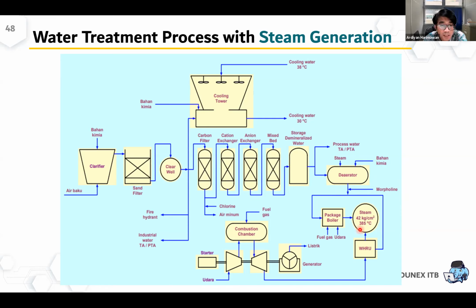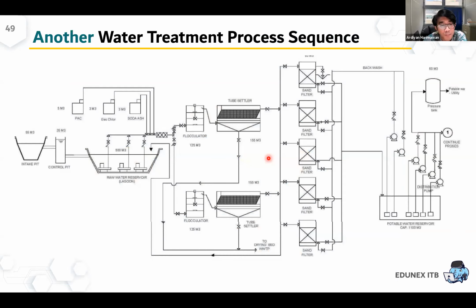This is the type of combination of external and internal water treatment. And this one is the other type.